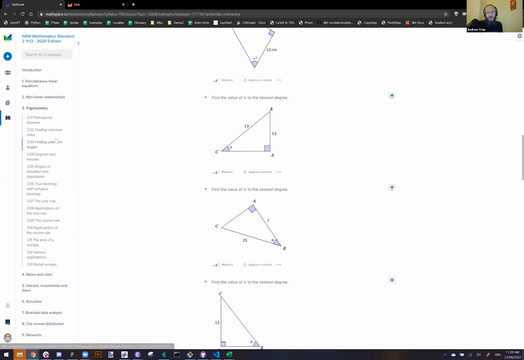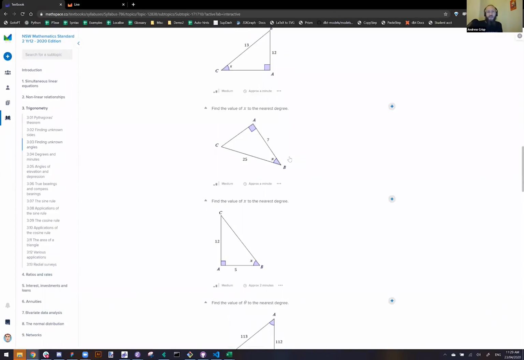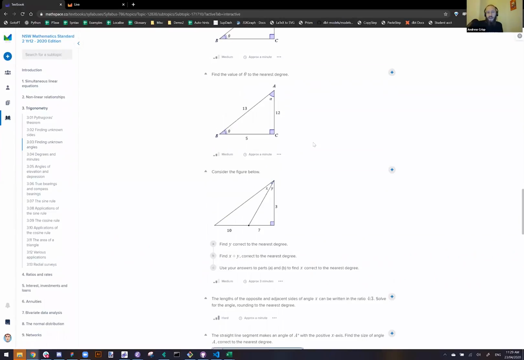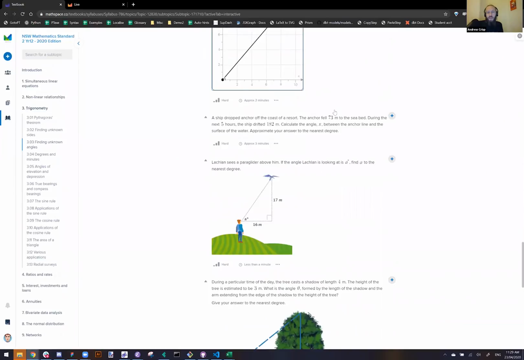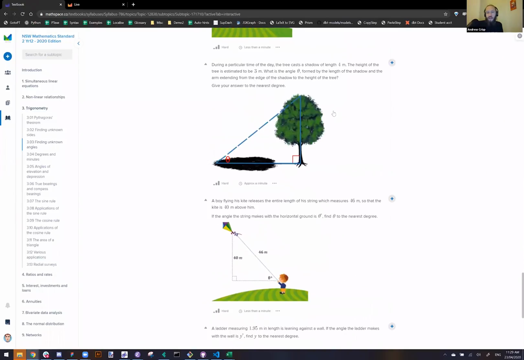The big difference between finding unknown sides and finding unknown angles is that we have to use that inverse sine, inverse cos, inverse tan at each step. And what we're going to do now is see a few applications.